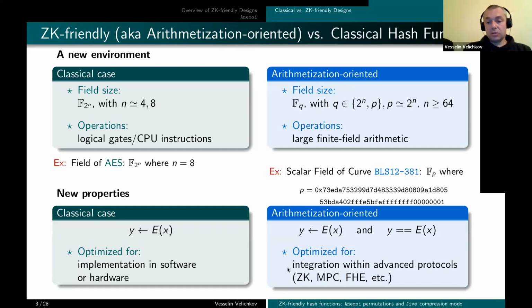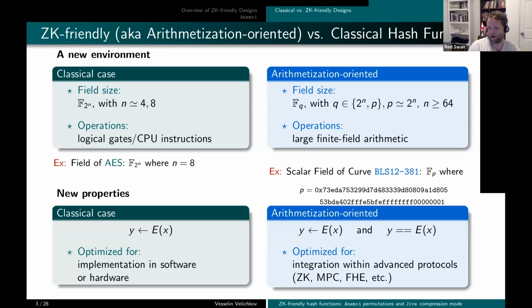So zero knowledge in particular, but also multi-party computation and fully homomorphic encryption. So here we are not so much focused on optimizing for software and hardware, but for integration with these protocols. And I will give a bit more details about what we mean by this optimization. So any questions at this point?